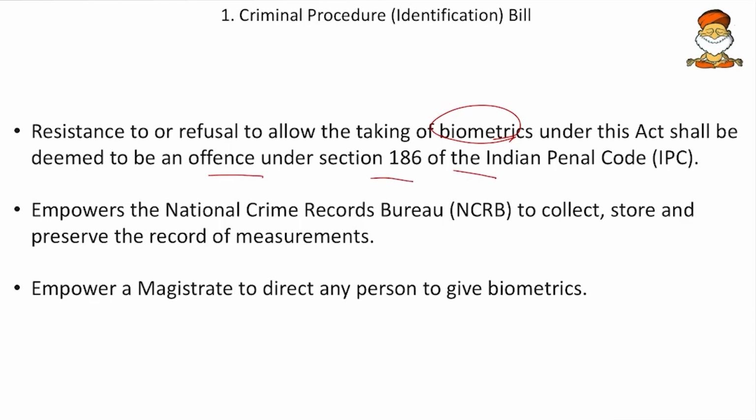So that means, if someone is taking my signature, I cannot forbid them, I cannot avoid that. And then the act empowers the National Crime Records Bureau to collect, store and preserve the records for measurements. So who will collect and store the data? The NCRB. So mark it as important.